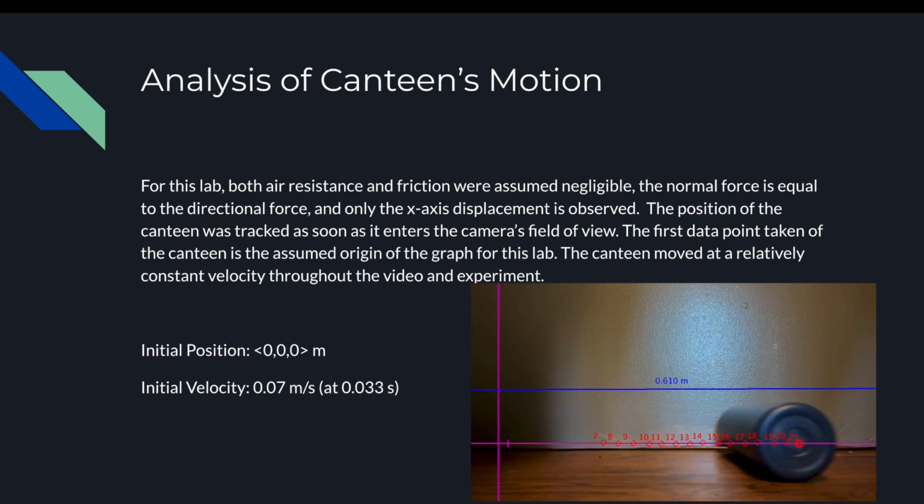So the initial position starts at the origin being 0, and then the initial velocity is 0.07 meters per second at the first time interval being 0.033 seconds, which would also hopefully be the constant velocity throughout.